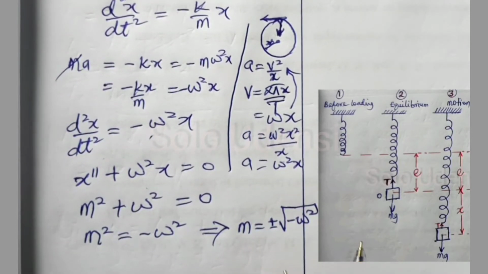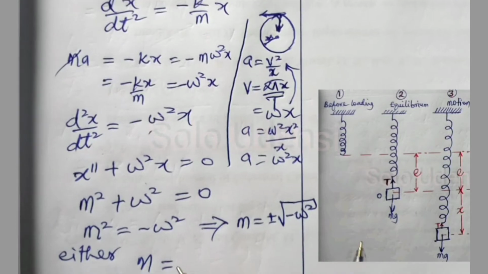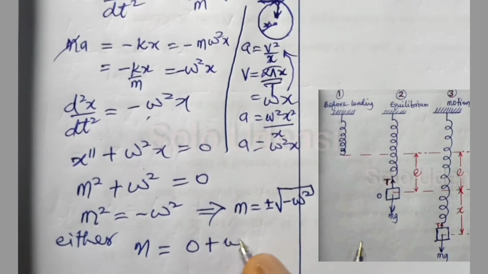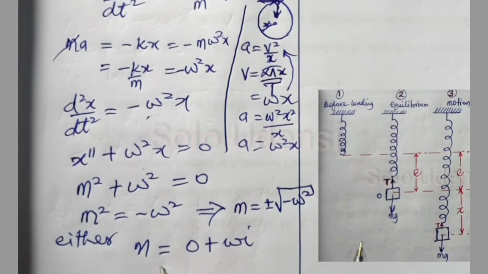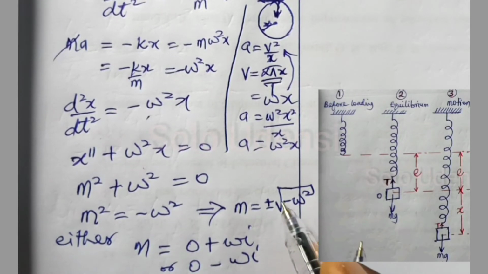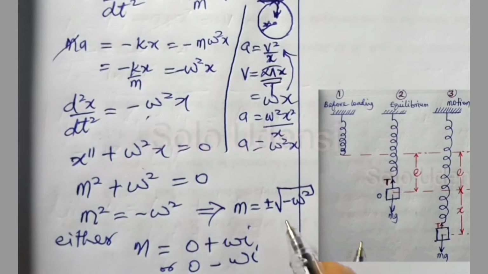The solution now becomes either m is equal to 0 plus omega i, or 0 minus omega i, because you know that this one will be omega here, square root of minus 1, and square root of minus 1 is i.